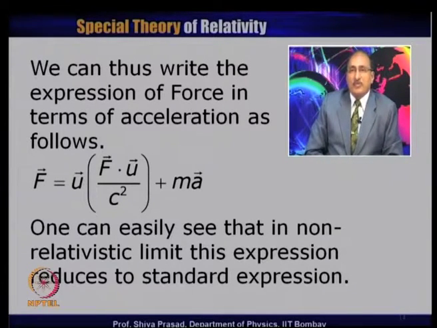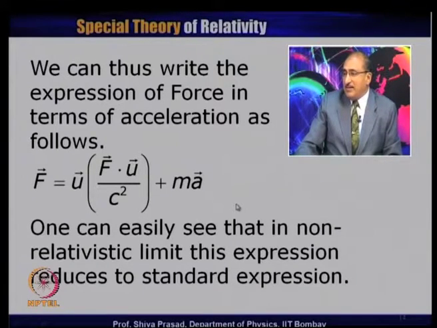Now, therefore, the expression of force can be written more clearly the way we wanted to write it, containing two terms. The first term has been reinterpreted in terms of F dot u. So, it will be written as F is equal to u multiplied by (F dot u) divided by c square plus m a, where of course m is gamma_u m naught, let us remember it. So, this m is also speed dependent or velocity dependent mass, it is gamma_u m naught. So, this is the way we write. We can thus write the expression of force in terms of acceleration as F is equal to u (F dot u) divided by c square plus m a.